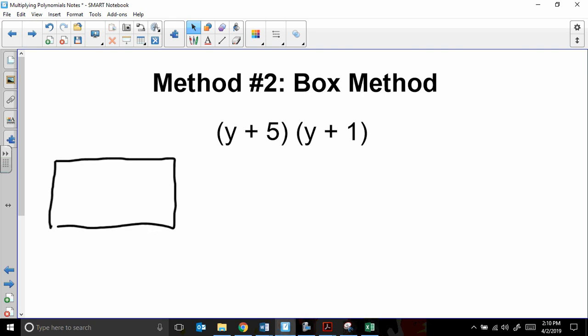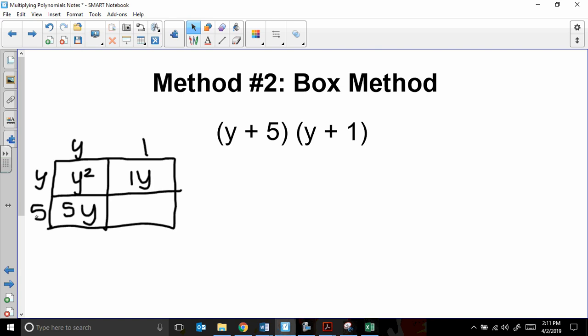So I'm going to draw a 2 by 2 box. And so I'm going to put the first binomial here. So I got y and a positive 5, and then here I have a y and a positive 1, and now you just multiply every box. So y times y, remember, is y squared, and then y times 1 is 1y, or just y, however you prefer to write it, and then 5 times y is 5y, and then 5 times 1 is 5.